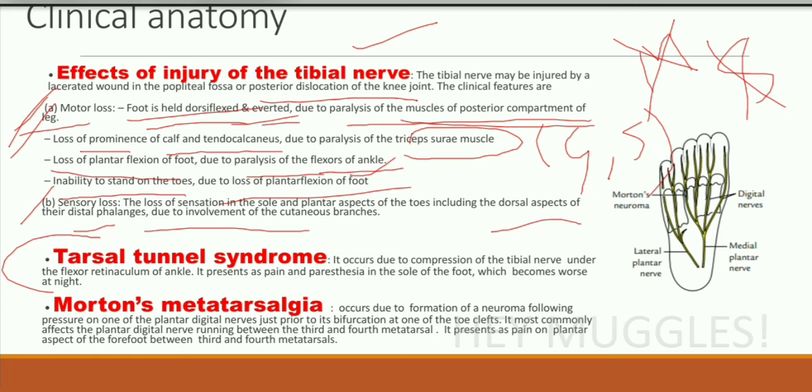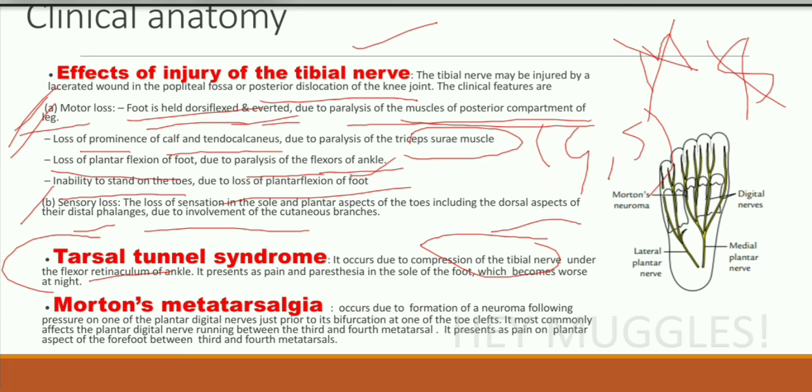And in tarsal tunnel syndrome, the tibial nerve would be compressed under the tunnel, which is formed by the flexor retinaculum of the ankle. The flexor retinaculum is the fibrous sheath under which the deep tendons of the leg pass, and it holds the tendons of the posterior compartment of the leg in place, right?